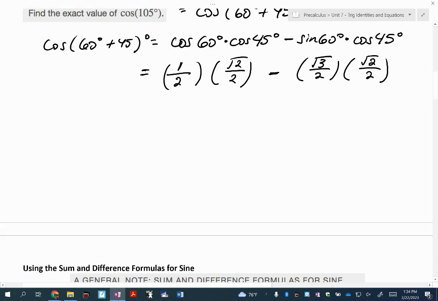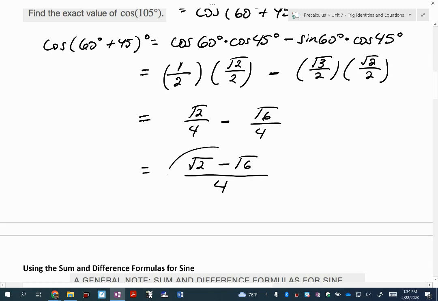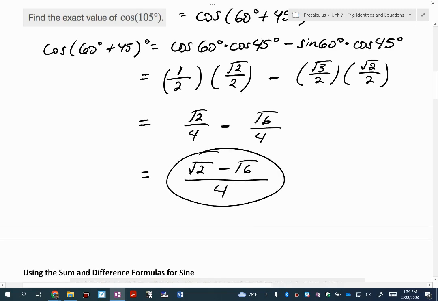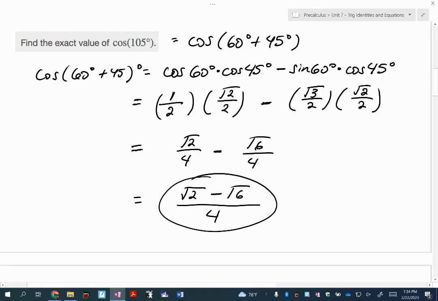So now we have essentially the same problem, or same answer as the previous one, but now we have subtraction instead of addition. So the square root of 2 over 4 minus the square root of 6 over 4. If you would like to write them as one fraction, you can do this, all over 4. So this is our answer for the second one.